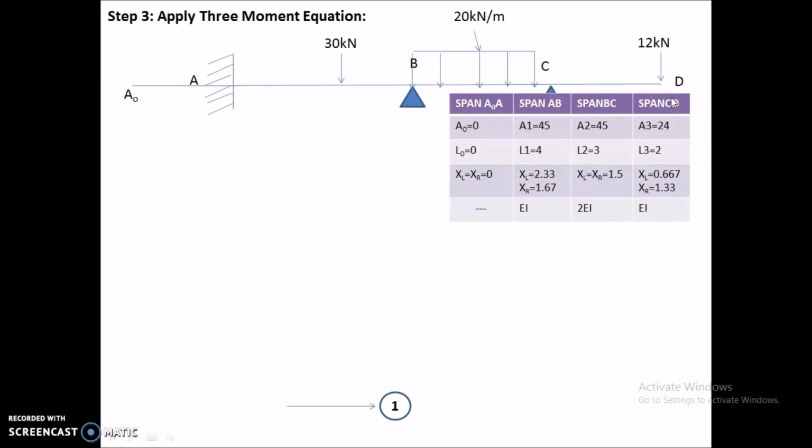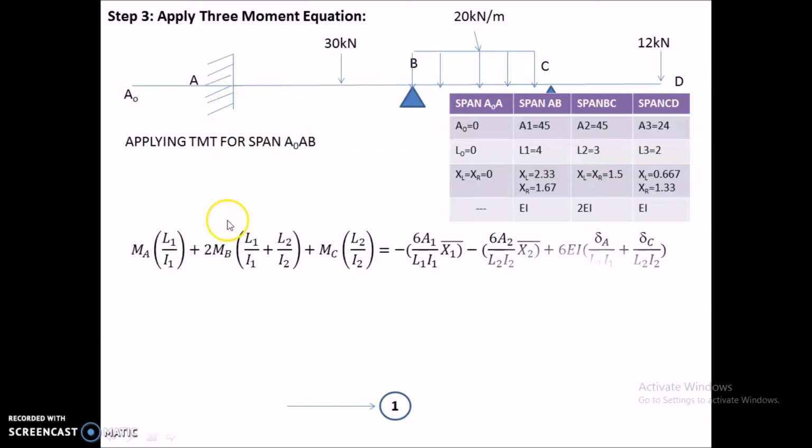So now we have to apply the three moment equation twice, that is, for A naught AB and the second one for ABC. So now applying the three moment equation for span A0 AB. This is our 3 moment equation.